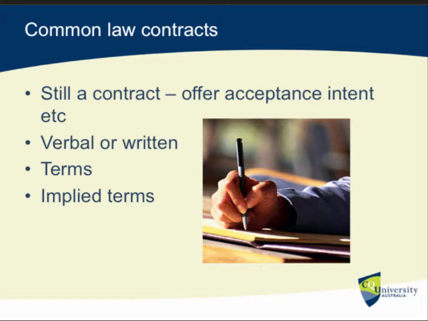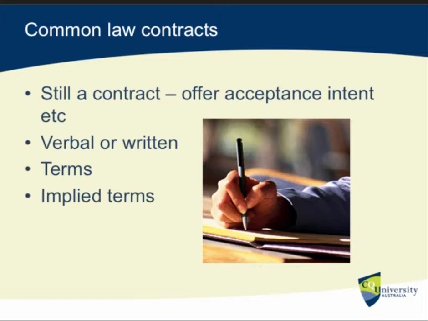It doesn't always need to be in writing, and it can be a combination of both. The terms and conditions of the contract will usually be around how long the contract is going to last, what sort of work is required to be done, and how long the contract is going to continue. There will be, in the absence of clear intention to the contrary, some conditions which will be implied.